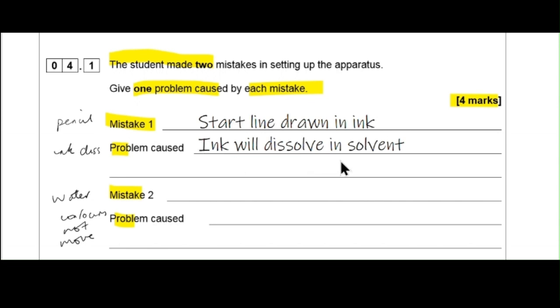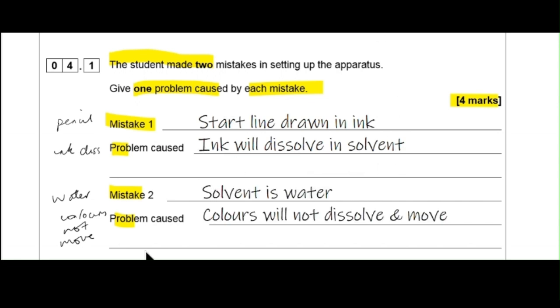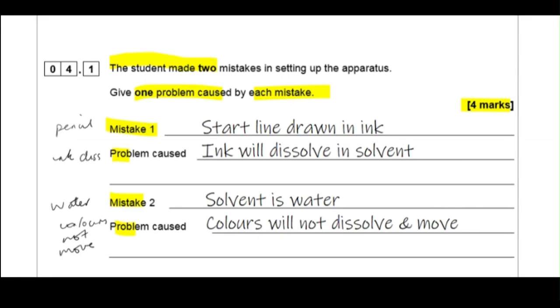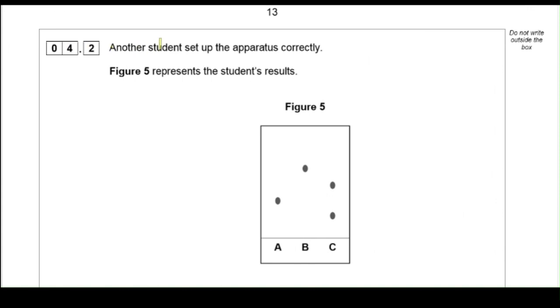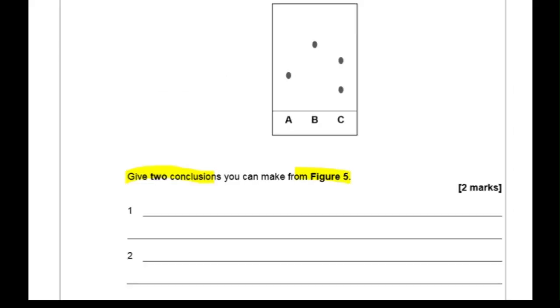So to complete the set for mistake 2, the solvent is water for 1 mark, and the problem caused, the colours will not dissolve and not move. And that's your 4th mark. Question 4.2. Another student set up the apparatus correctly. Figure 5 represents the student's results. Give 2 conclusions that you can make from figure 5.